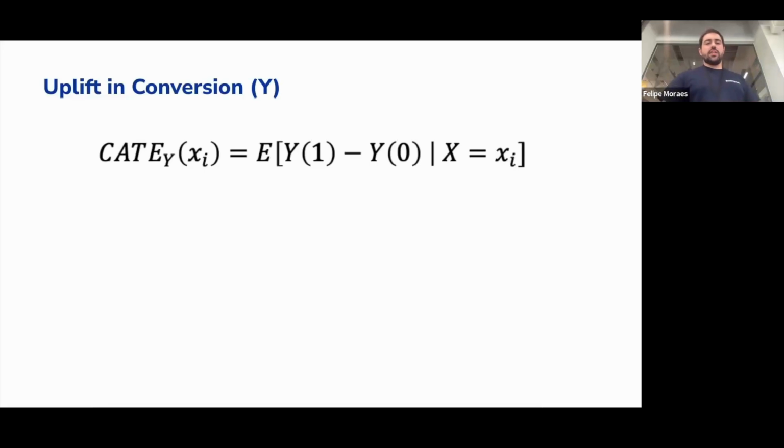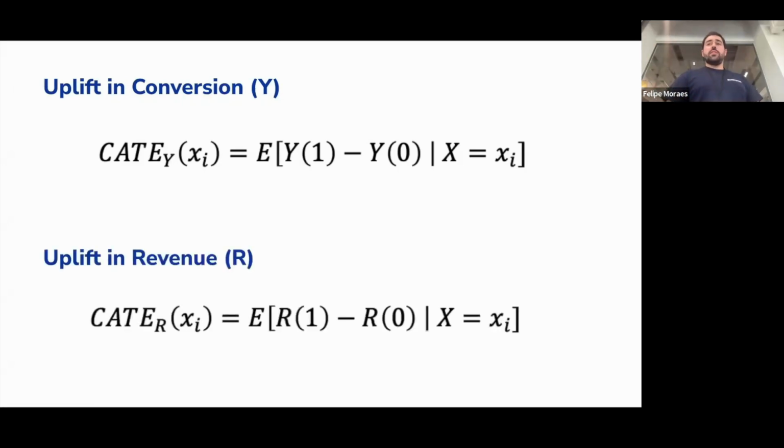So in practice, you can calculate the same thing. You can calculate the conditional average treatment effect, the uplift in conversions, by just calculating this average. And if we are under a randomized trial, we can separate them. The same thing goes for uplift in revenue. You can just do the same thing. Instead of being a binary feature, it's a continuous feature. You just calculate this average and subtract them.